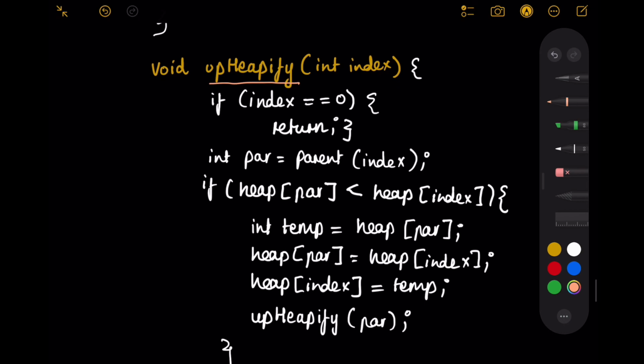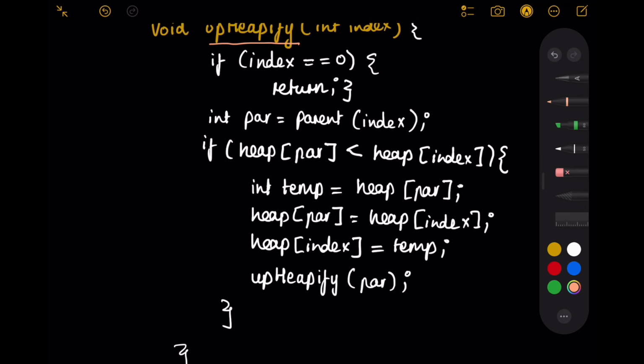Here what we have done, here the current index is being represented by int index parameter. So first what we do is we get the index of the parent for this current element. So we have called our helper method parent, which gives us the index of the parent. Now we check whether the current element is greater than the parent. If the current element is greater than the parent, obviously these two should be swapped, because always the parent is going to be greater than both of its children, which is the heap property of max heap.